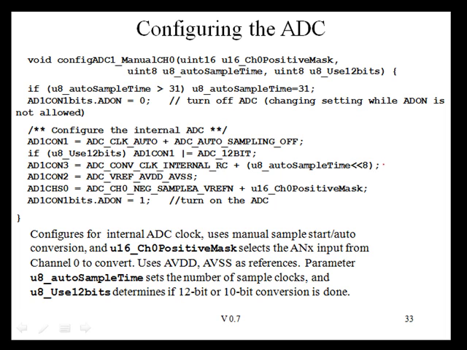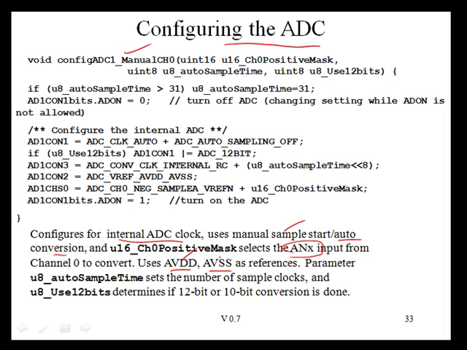Let's talk about some library routines that are available for you for programming the PIC24 ADC. This configuration function right here configures for internal ADC clock. It uses manual sampling followed by an automatic conversion, and it allows the user to select some input to be sampled, either AN0, AN1, AN2, etc.